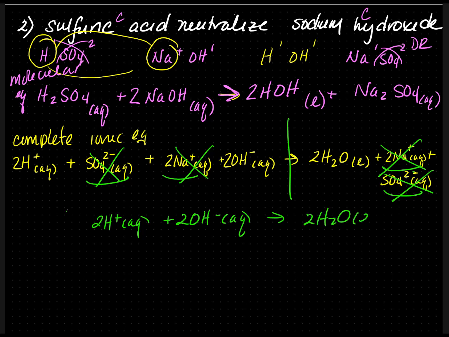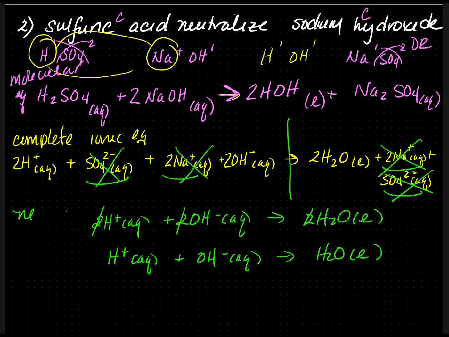This can be reduced. The 2's cancel out. So this is H plus AQ plus OH minus AQ yields H2O liquid. So this is our net ionic. This is what is happening in the equation. So when I mix sulfuric acid with sodium hydroxide, what's happening is water is being formed.